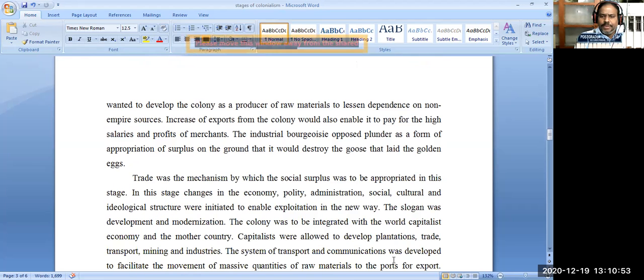So trade was the mechanism by which the social surplus was to be appropriated in this stage. In this stage, changes in the economy, polity, administration, and social, cultural, and ideological structure were initiated to enable exploitation in the new way. The slogan was development and modernization. The colony was to be integrated with the world capitalist economy and the mother country.